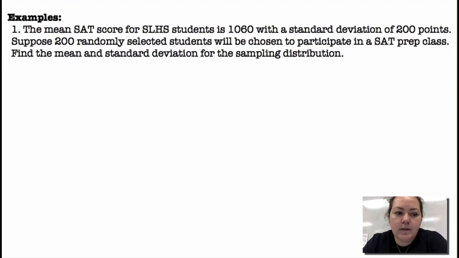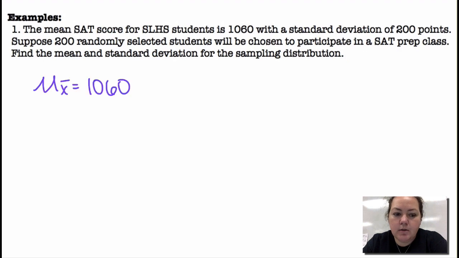All right, our first example. The mean SAT score for Sun Lake High School students is 1,060 with a standard deviation of 200 points. Suppose 200 randomly selected students will be chosen to participate in an SAT prep class. Find the mean and standard deviation of the sampling distribution.